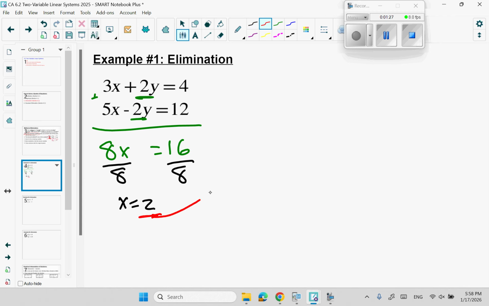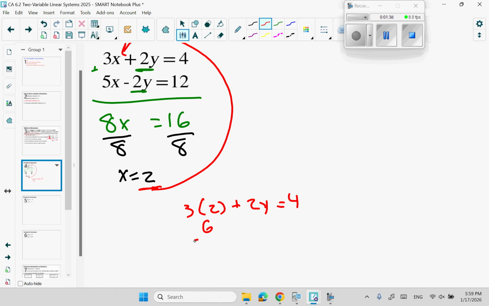By taking that, I can plug it back into my original. So I get 3 times 2 plus 2y equals 4. 3 times 2 is 6. Subtract the 6 from both sides. 2y equals negative 2. Divide by 2. Y equals negative 1. So I get the coordinate 2, negative 1.